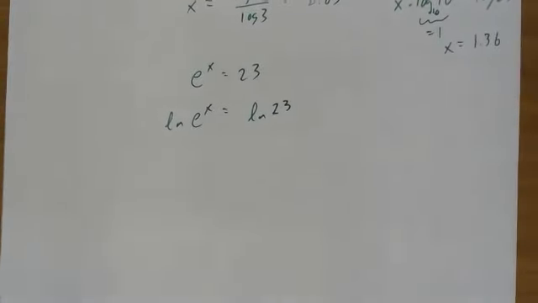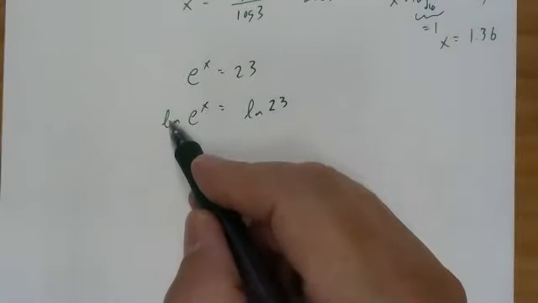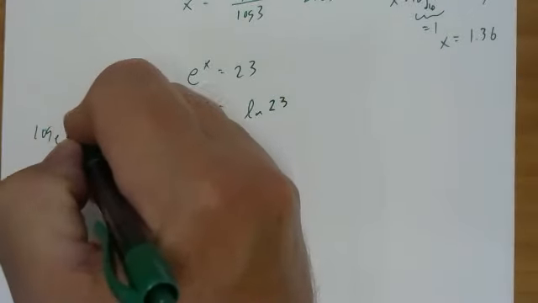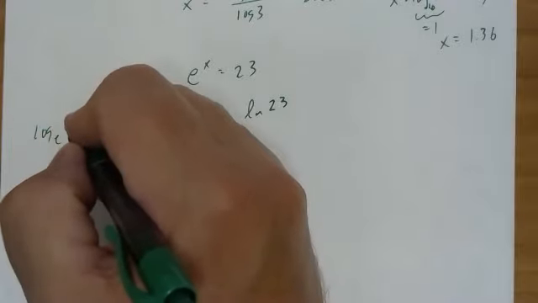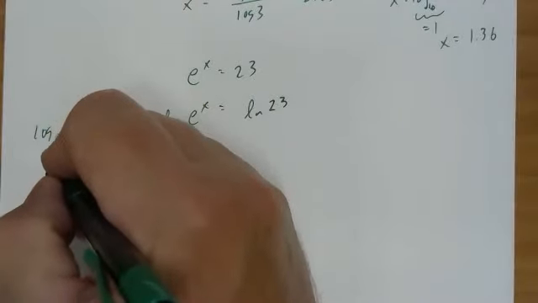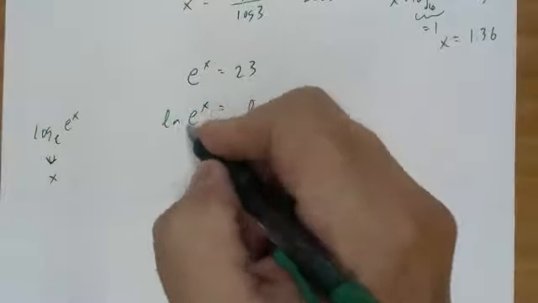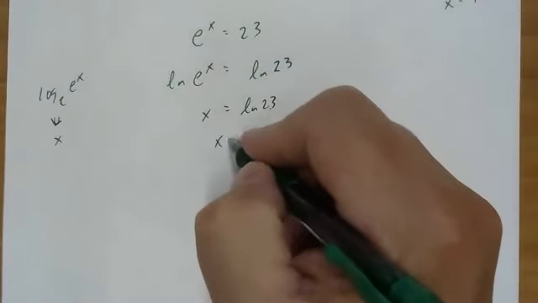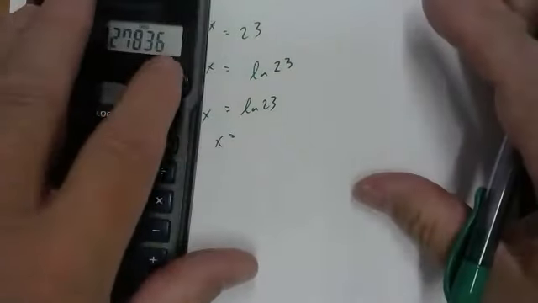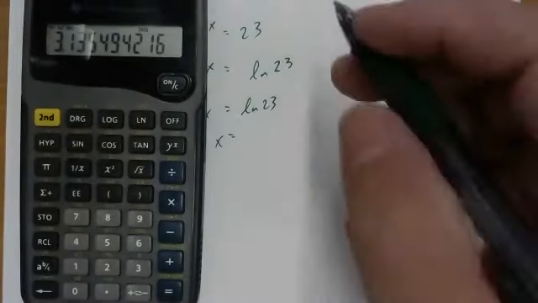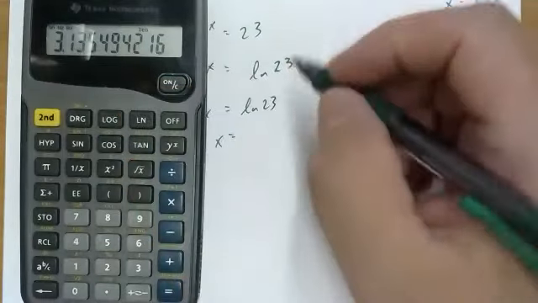So I take the natural log of both sides. Now you notice natural log of e to the x. What's the base of my natural log? It's almost like log base e of e to the x. What is that going to equal? Since the base here is the same as this, it's just x. So this thing is just x equals natural log of 23. And now I can go on my calculator and calculate the natural log of 23. 23 natural log, I better round up, 3.14.